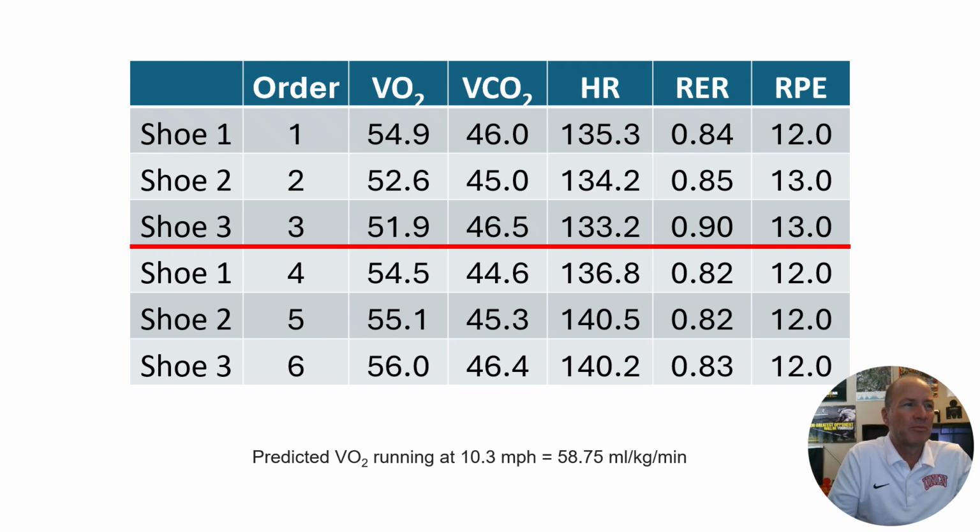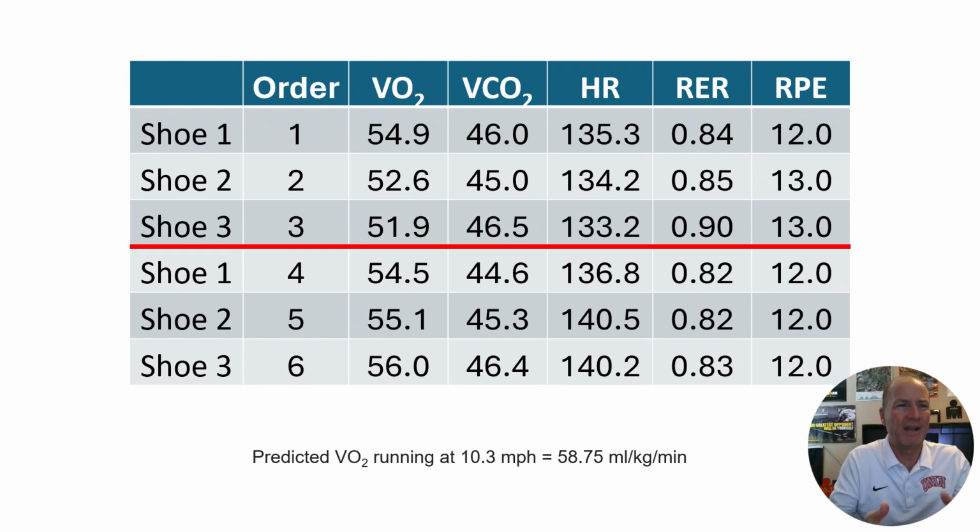Here's the 3 shoes, presented in the order that they were tested. 1, 2, 3, 4, 5, 6. Rate of oxygen consumption in mLs per kg per minute. VCO2, again, rate, heart rate, beats per minute, and respiratory exchange ratio. This just ends up being a ratio of VCO2 to VO2, so it's a unitless parameter, and then rating of perceived exertion.